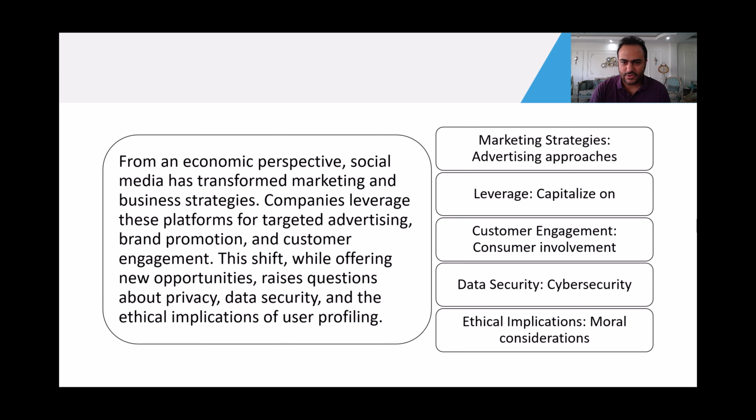So you can check the words that are underlined with their synonyms. Marketing strategies is changing to advertising approaches. Leverage is capitalized on. Customer engagement, customer involvement. Data security is cyber security. Ethical implications is moral considerations.